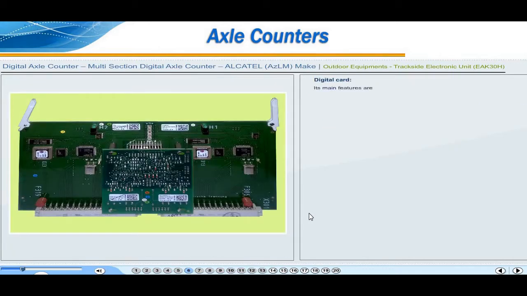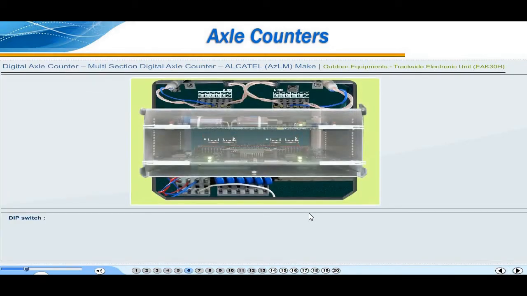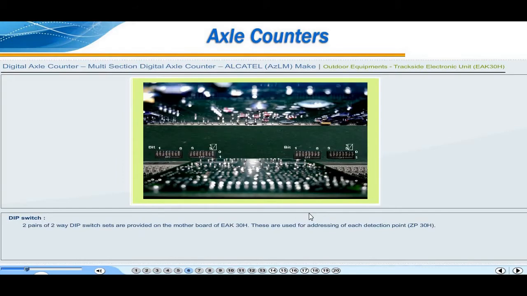Digital card. Its main features are wheel counting, decodes incrementing or decrementing counts as per RCD, supervises rail contacts, codes telegrams, that is data packets, transmits data to ACE via ISDN protocol for evaluation. Dip switch. 2 pairs of two-way dip switch sets are provided on the motherboard of EAK30H.